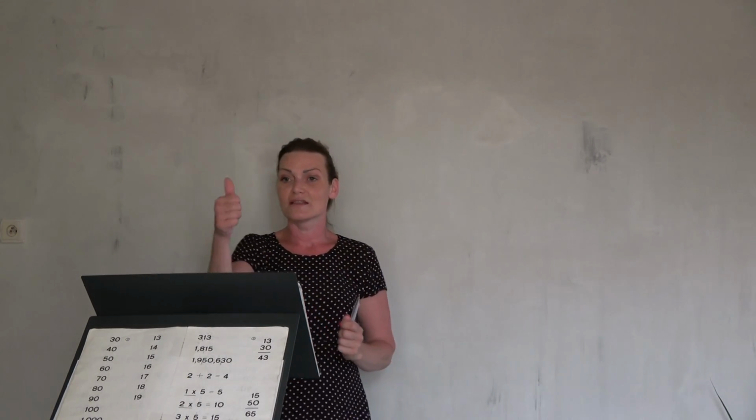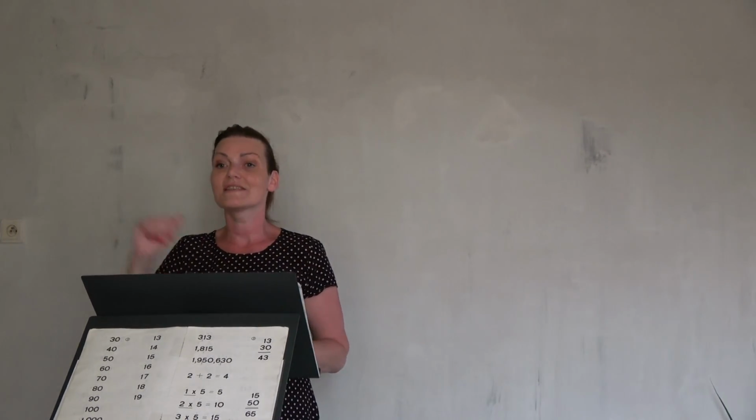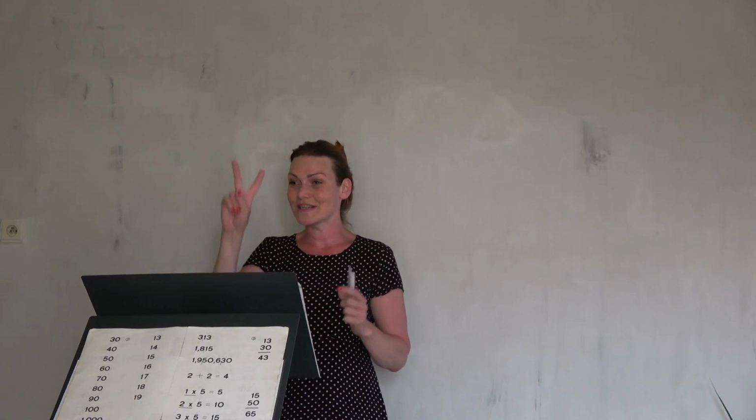Okay. How much is 190? 190. 90 equals 90. Okay. How much is twice 50? Twice 50 is 100. How much is 3 times 13? 3 times 13 is 39.